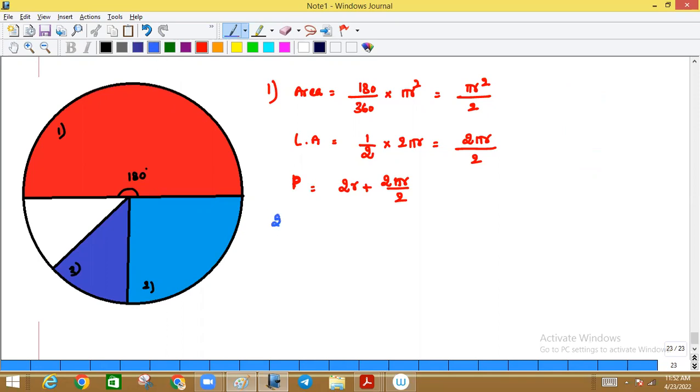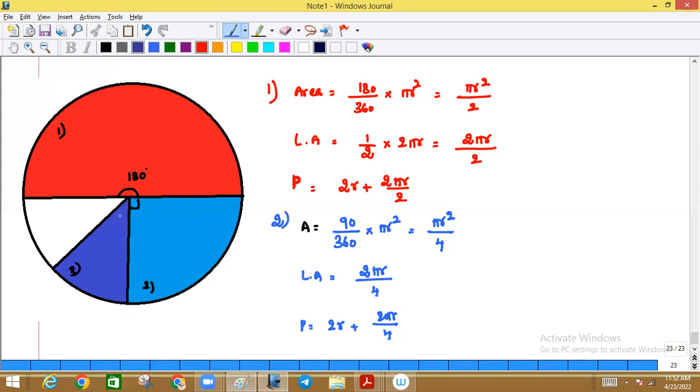Look at the second one. Can you tell me second one is how many degrees here? It is 90 degrees. So area is, 90 is what part of 360? Can I say it is 1/4? So what is the area? Area is also 1/4 of circle area, right? What is length of arc? 2 pi r by what? 4. What is perimeter? It's 2r plus 2 pi r by 4.